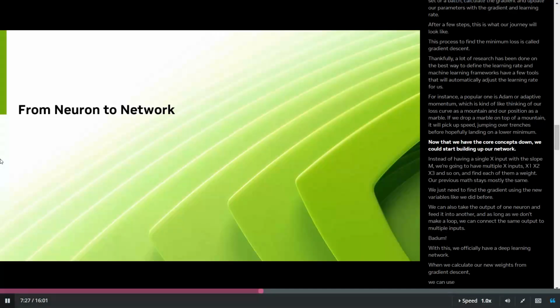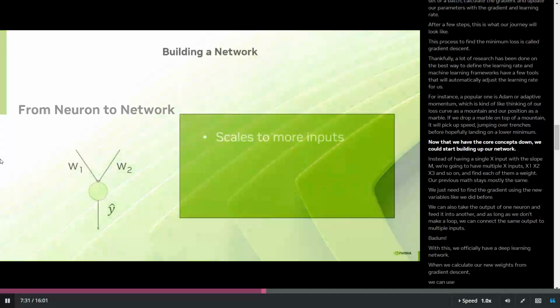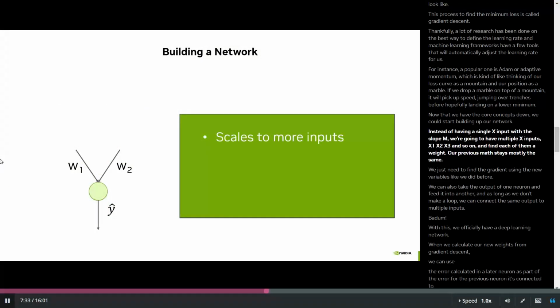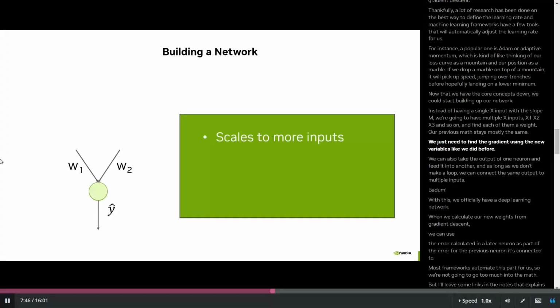Now that we have the core concepts down, we can start building up our network. Instead of having a singular x input with the slope m, we're going to have multiple x inputs, x1, x2, x3, and so on, and find each of them a weight. Our previous math stays mostly the same. We just need to find the gradient using the new variables like we did before.